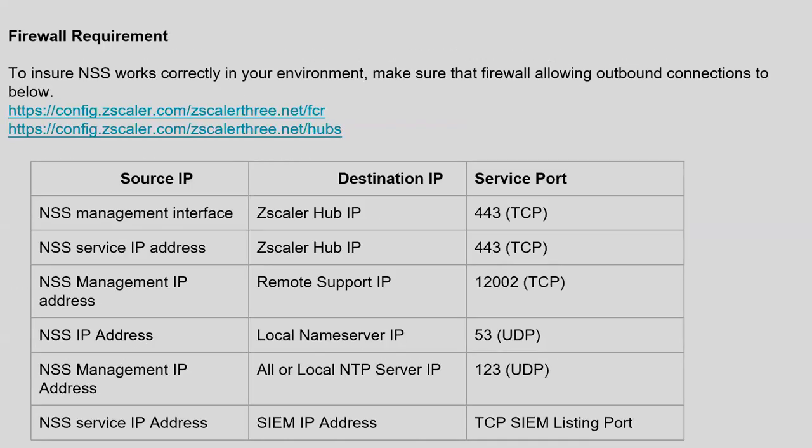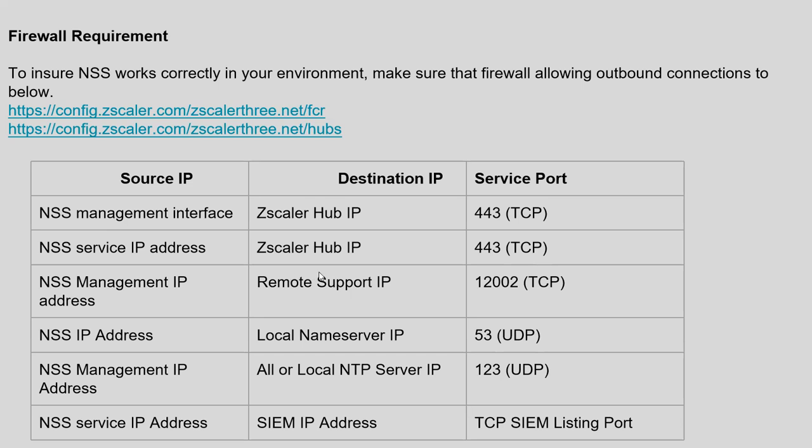Now, from our basic training, we learned that we don't need to create an inbound rule on our firewall or any proxy to allow NSS to work. However, we do need to create outbound rules so that Zscaler NSS can communicate to the Zscaler cloud, or maybe to the SIEM, or to the DNS name server. For that purpose, we need to allow the service and management interface to connect on 443 from the service and management IP address to the Zscaler hub IP.